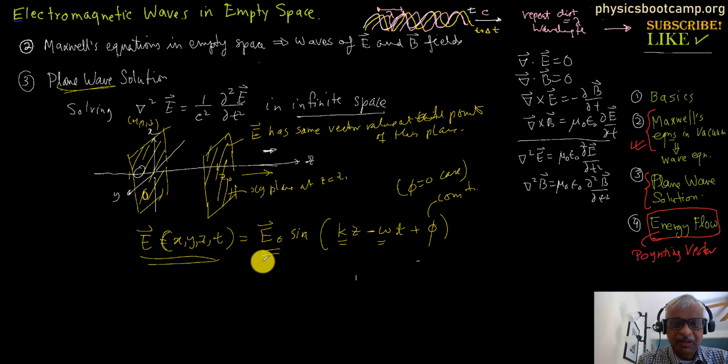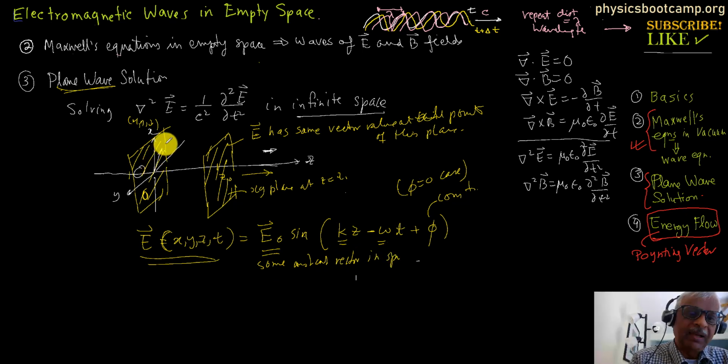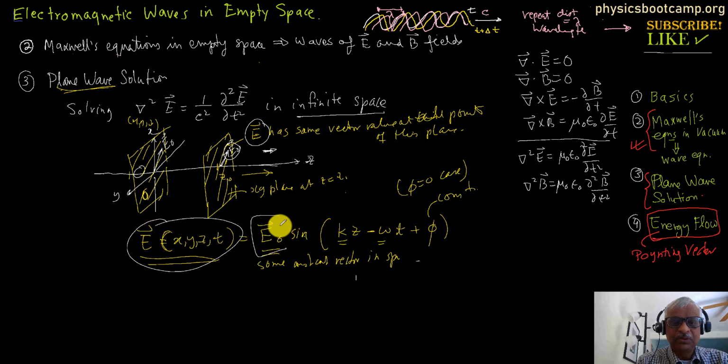This is not necessarily 0, this is some constant vector in space. So E0 can be like that, and E0 will still be pointed the same way. Okay, we're talking about E and E0. E is this field and E0 is just a constant vector multiplying an oscillating wave.